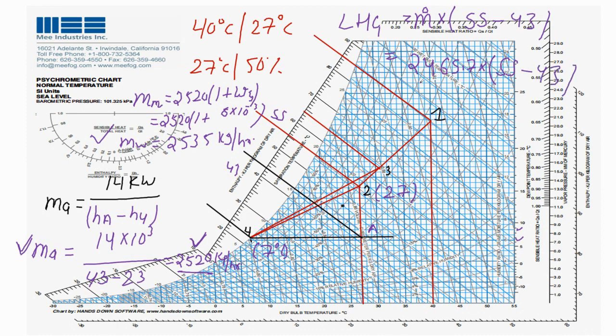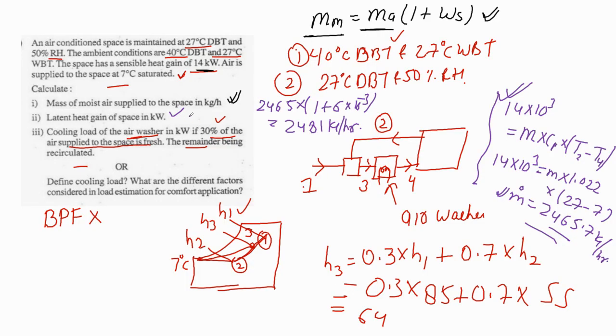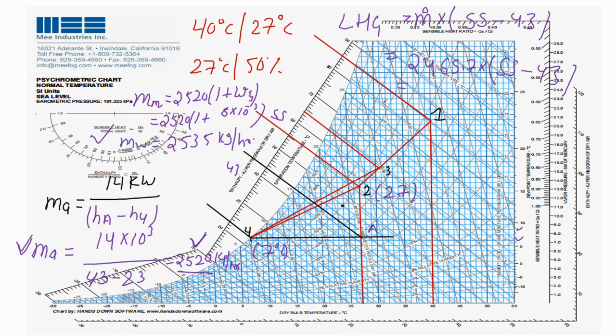So we can convert it. We need it in kilowatts here, so we divide by 3600. Then what do we get? 2465.7 divided by 3600 into 55 minus 43 comes out to be 8.219 kW. Okay, so let me clear this.